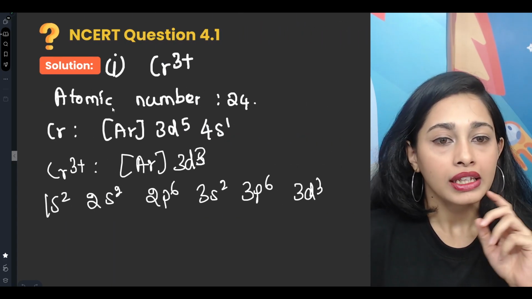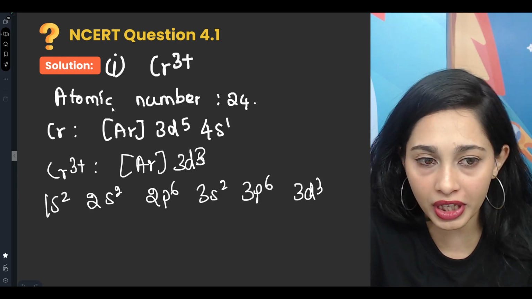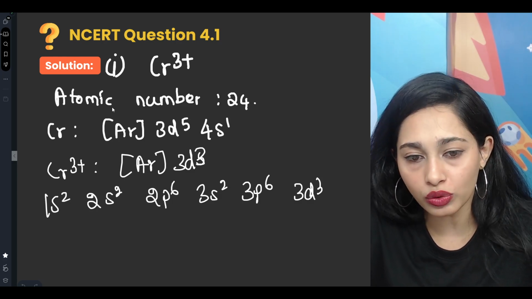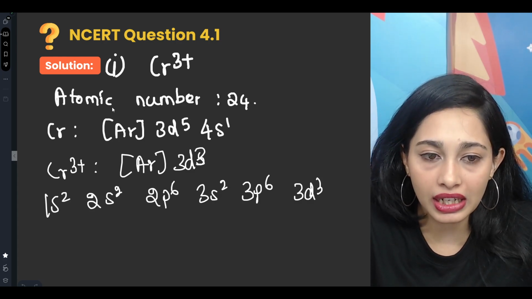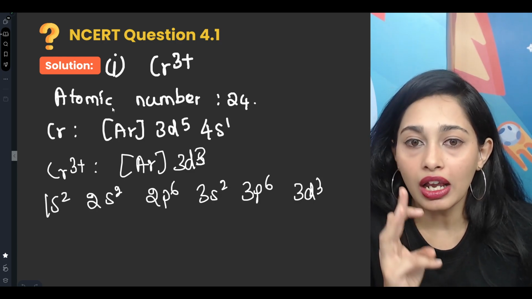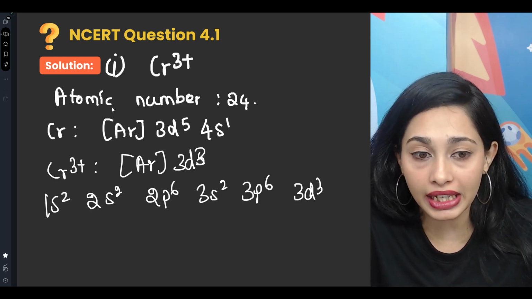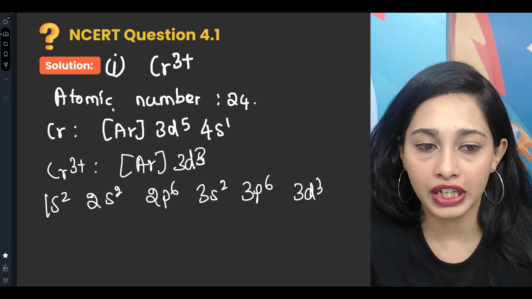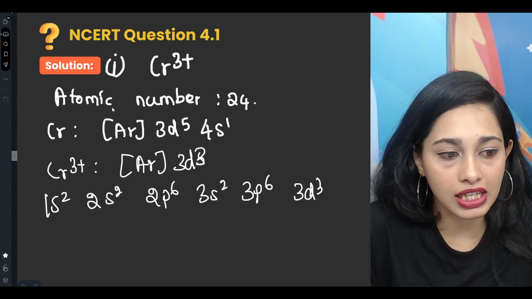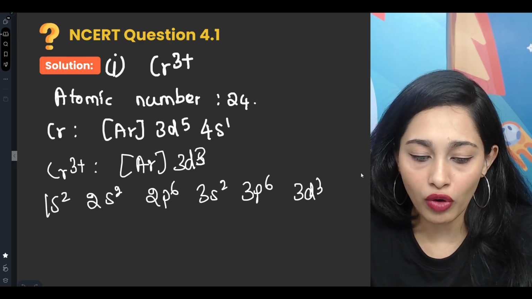So for chromium, the atomic number is 24, and the electronic configuration of chromium is argon 3d5 4s1. What is the electronic configuration of argon? It is 1s2 2s2 2p6 3s2 3p6. So chromium is 3d5 and 4s1. If we remove three electrons from the chromium atom, it's going to be argon 3d3. So 1s2 2s2 2p6 3s2 3p6 3d3. This is the electronic configuration of chromium 3 plus. So let's move forward to the second one.